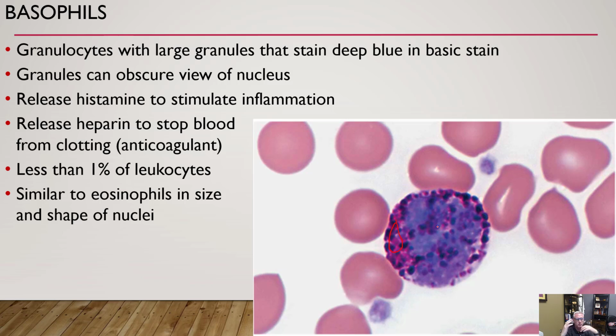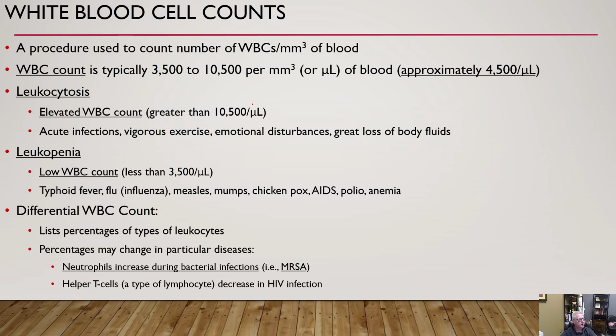So when basophils release this histamine to stimulate this inflammation, that's going to increase your blood vessel diameter, or vasodilation, to speed up the blood flow to that area. But if you see a decreased basophil count, that would mean that the inflammatory response to the injured and infected tissues will be diminished.